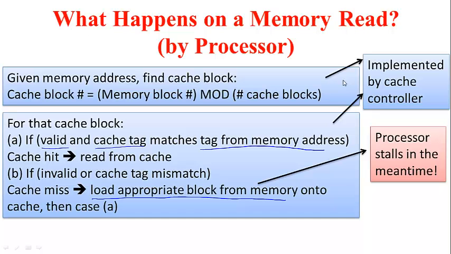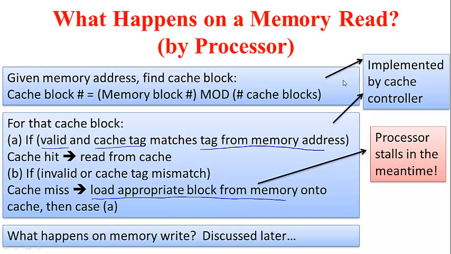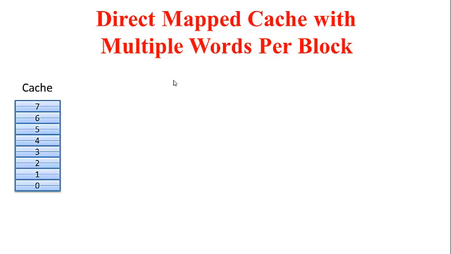We just looked at what happens on a read. This was deliberate because what happens on a write requires more discussion, which we will do later. Having looked at direct mapped cache with single word per block, we can now look at a slight modification to this scheme where we support multiple words per block.